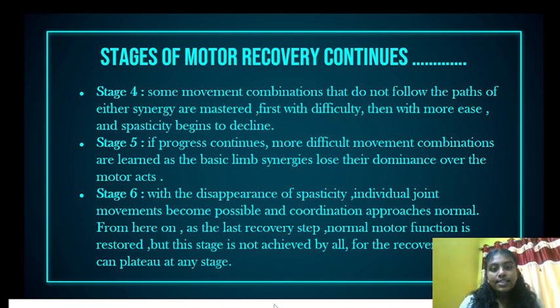Now stage 6. Stage 6 is when the spasticity has disappeared. The person's movements are almost normal. The synergy has also almost disappeared. Individual joint movements become possible and coordination approaches normal. From here on, the last recovery step is normal motor function, but this stage is not achieved by all.